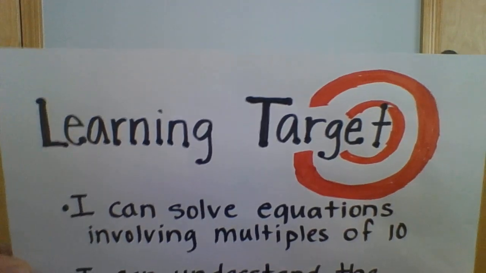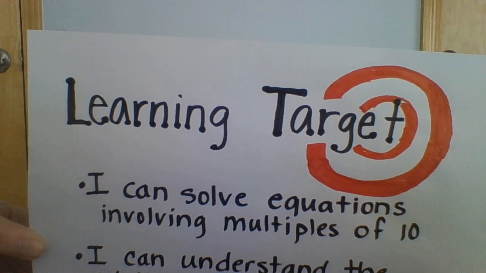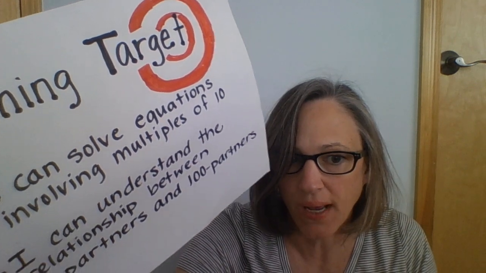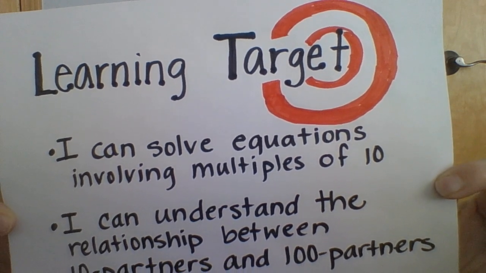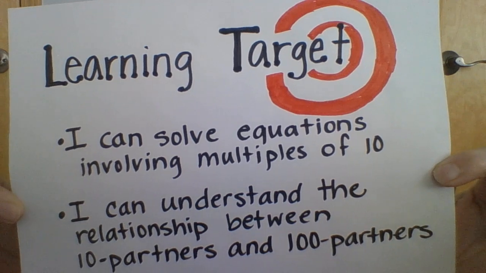Here are the learning targets. One: I can solve equations involving multiples of 10. Multiples of 10 we can also think of as 10 groups or decade numbers. And the second thing that we're learning today is I can understand the relationship between 10 partners and 100 partners. We can use what we know about 10 partners to add really big numbers. So let's get started with thinking about 10 partners.